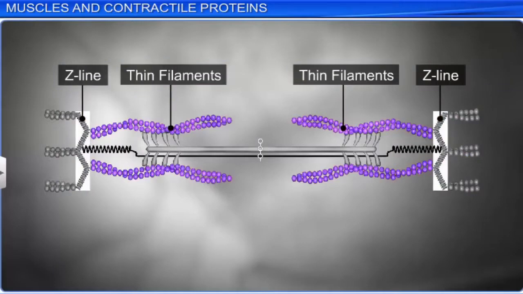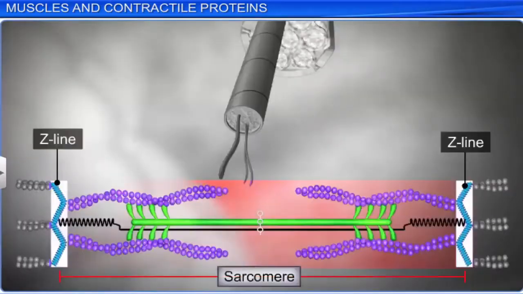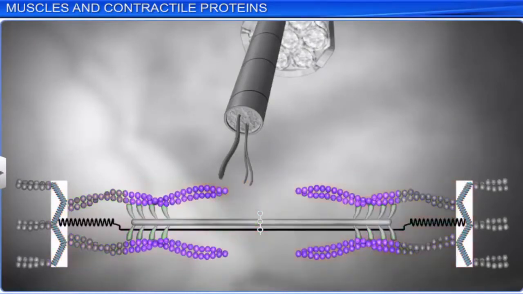The portion of the myofibril that lies between two successive Z lines is called the sarcomere, which forms the functional unit of muscle contraction. At rest, the ends of the thin filaments partly cover the ends of the thick filaments, leaving the central part of the thick filaments uncovered, which is called the H zone.